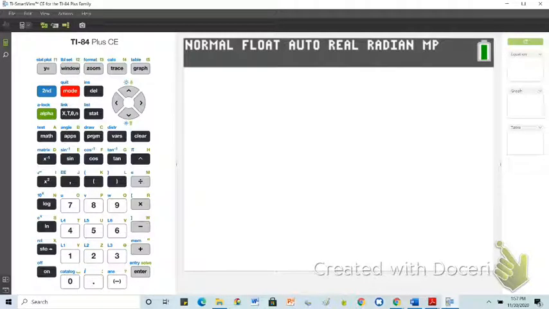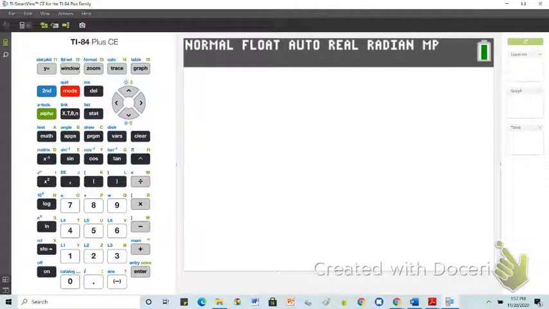Good morning, everyone. Today I'm going to show you, or remind you, how to use your graphing calculator to find your measures of central tendency along with the data you need for a box and whisker plot. So first, let's go over our measures of central tendency.